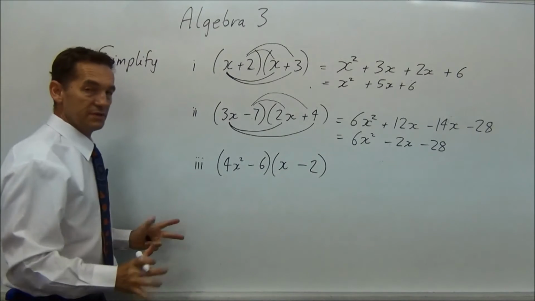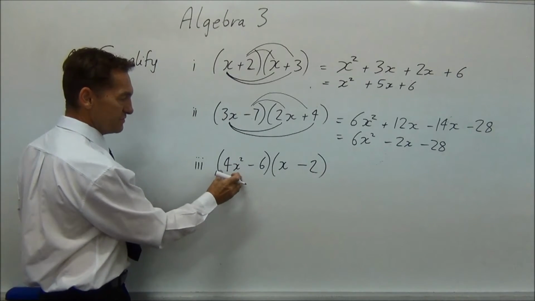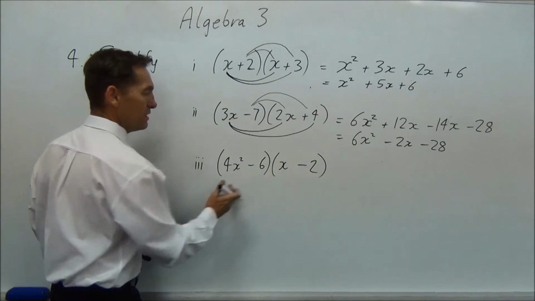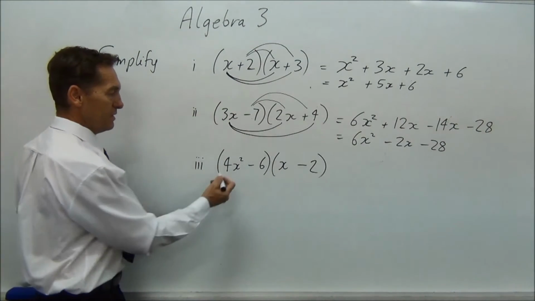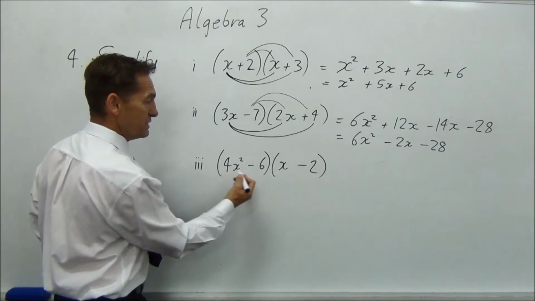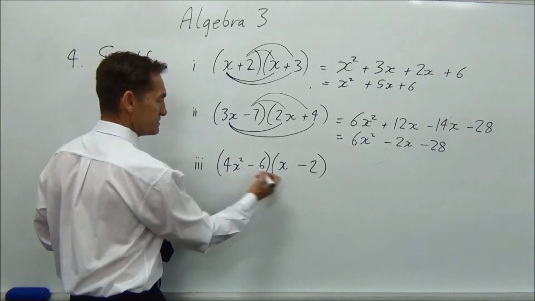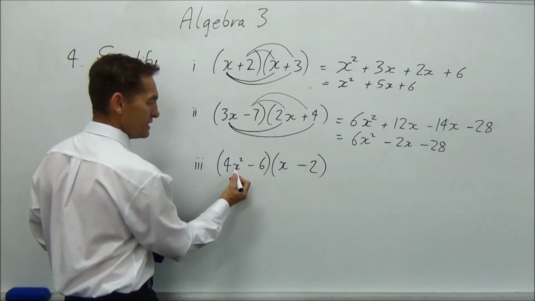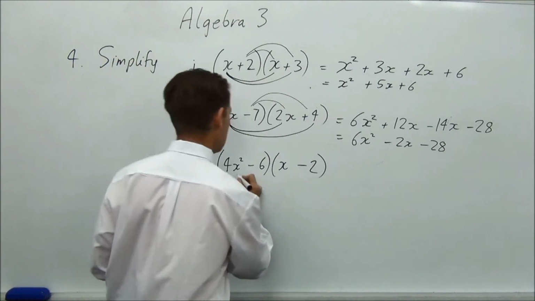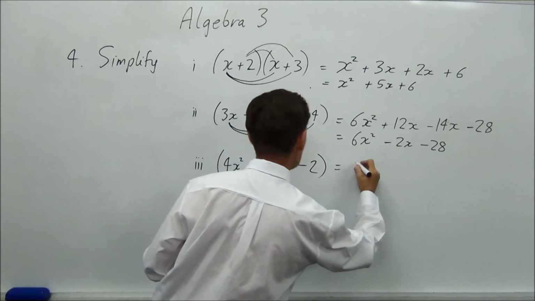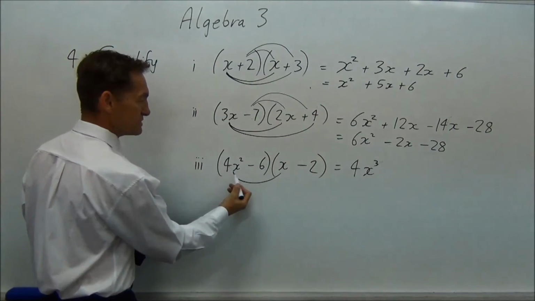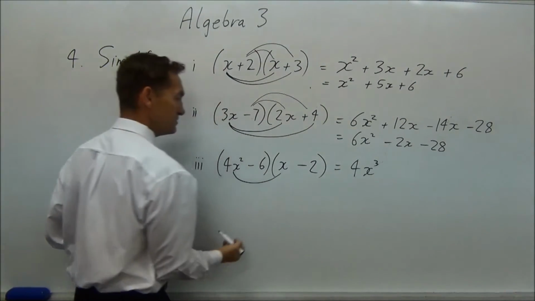Next one. Now the next one I've made even harder because I've got an x squared here and I've only got an x there. So this would be a much more difficult question. So we're going to go 4x squared times 1x. So 4 times 1 is just 4. x squared times x is x cubed. So we're going to go 4x cubed. Right? 4x squared times x is 4x cubed.